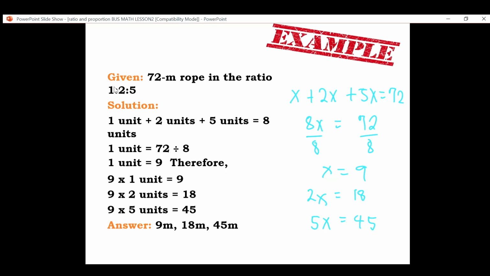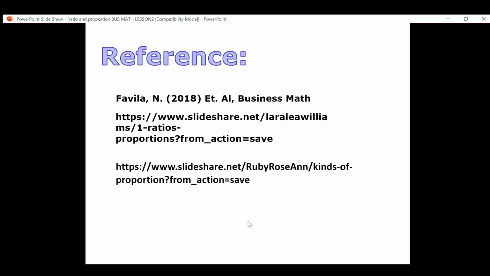So add the total number of units. So 1 plus 2 plus 5, that is 8. And then divide the total part, which is 72, so 72 divided by 8. Then we will get 9 per unit. And then multiply to each part. So 9 times 1, that's 9. 9 times 2, that's 18. And 9 times 5, that's 45. So the answer is 9 meters, 18 meters, and 45 meters.